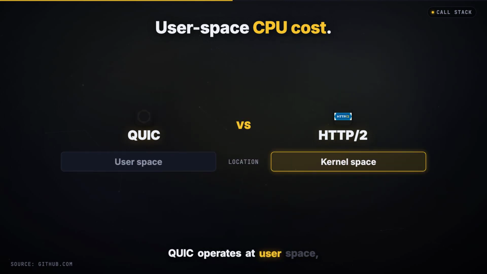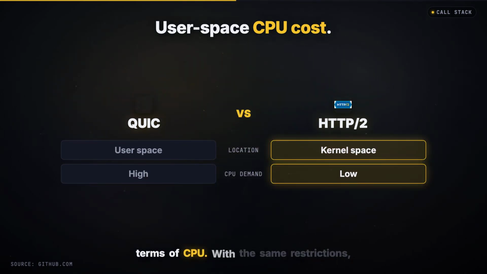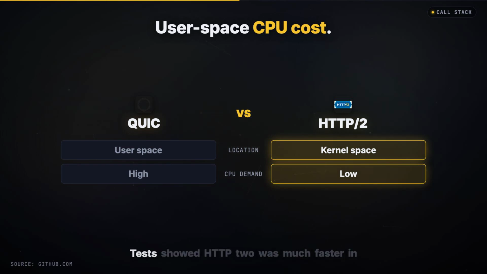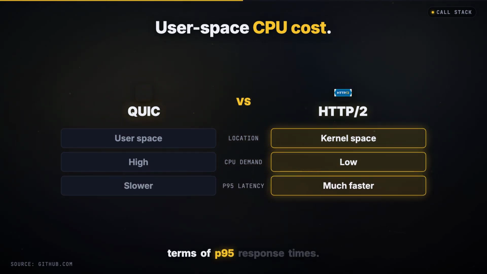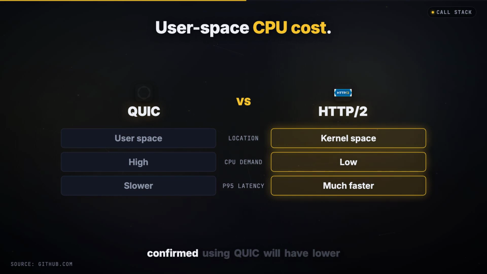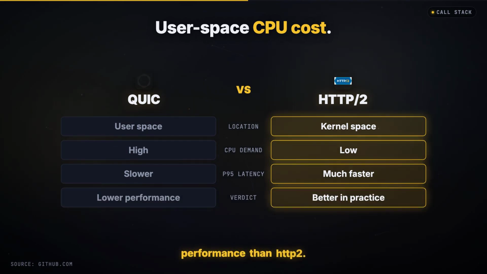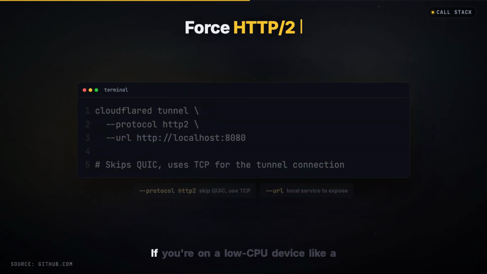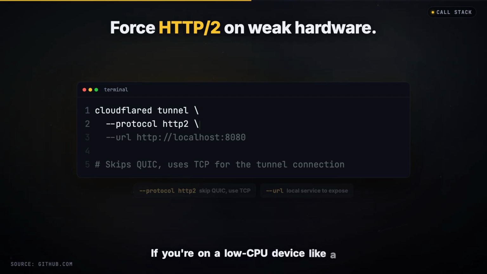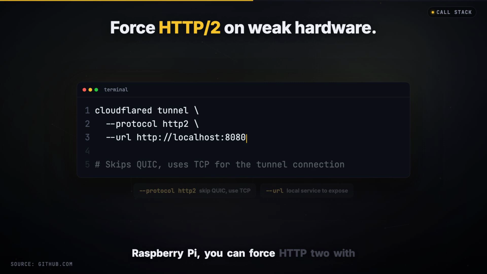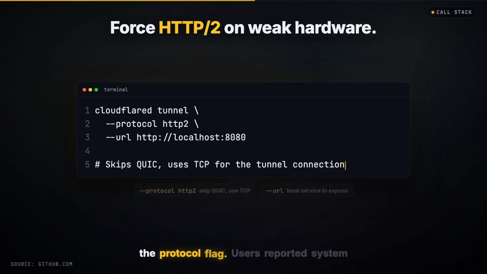QUIC operates at user space, so it is normal to be more demanding in terms of CPU. With the same restrictions, performance is expected to be slower. Tests showed HTTP2 was much faster in terms of P95 response times. Cloudflare Tunnel's engineering manager confirmed using QUIC will have lower performance than HTTP2. If you're on a low CPU device like a Raspberry Pi, you can force HTTP2 with the protocol flag.